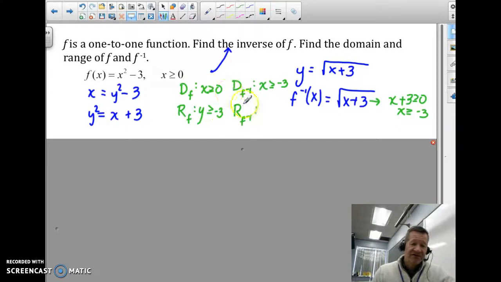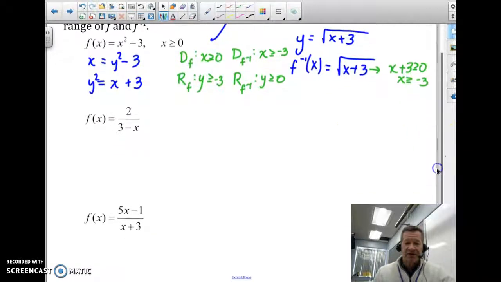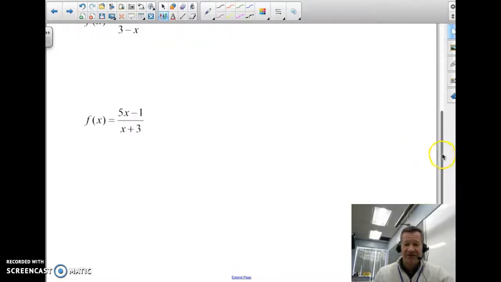Similarly, if the domain of f is x is greater than or equal to 0, then the range of f inverse is that y will have to be greater than or equal to 0. So we can now find ranges without looking at graphs. We can simply use the domain and range of each respective inverse function.